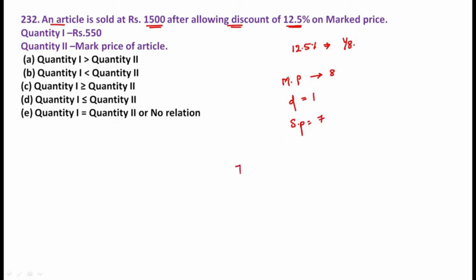Now you have to compare in this way. 7 units is equal to 1500. Now we have to calculate what the market price is, that is, 8 units. See, if the selling price is 1500, definitely the market price is always greater than the selling price as per the concept. Now if the first quantity is 1500, the quantity 2 is definitely 1500 plus. It means again quantity 1 is less than quantity 2. Don't go into the calculation, just observe the data, then you can choose your option.